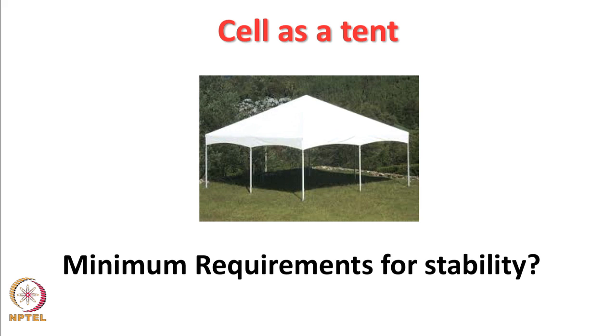In the last class we introduced this abstraction of imagining the cell as a tent, and I asked the question: what would be the minimum requirements for maintaining the stability of such a tent? I would like to state here that this analogy applies to adherent cells, which stay put and adhere to their substrate. This analogy will not work for cells like red blood cells, which continuously circulate within the bloodstream and are not really adherent. We said that there are four things which are essential for maintaining the cell structure.